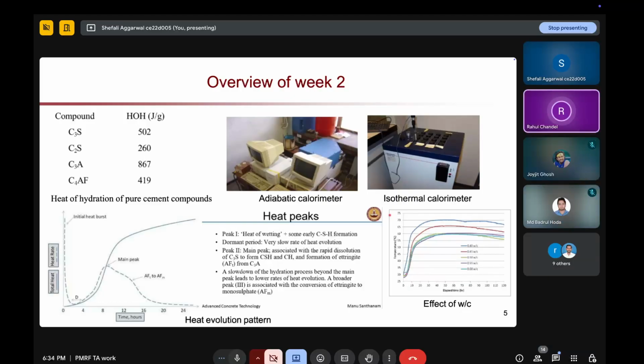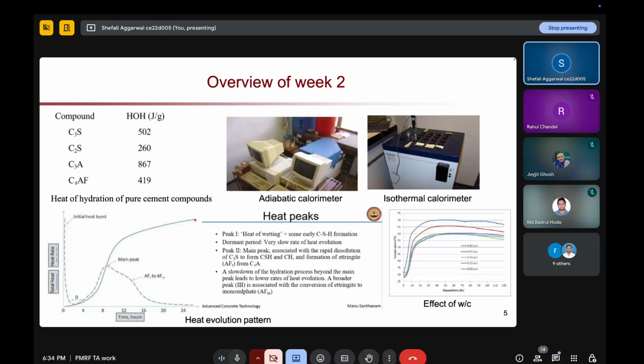Ma'am, isothermal calorimetry is used for calculating the rate of heat of cement, and adiabatic calorimetry is used for calculating the heat evolved of concrete. Okay, correct.